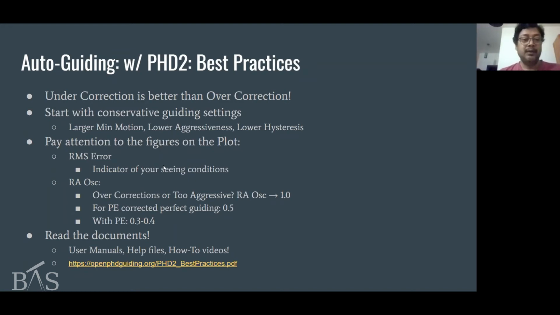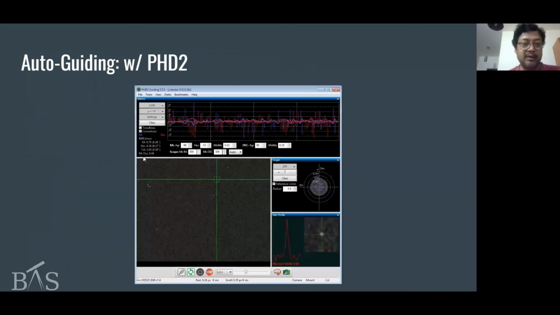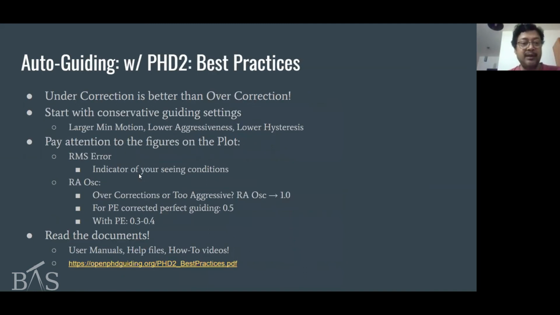So there are two things in this plot here. One is RMS error and one is RA oscillation. RMS error basically is a clear indication of your seeing conditions. If that peak to peak is a certain number of arc seconds, that is your seeing. So that much splattering of the star is happening.